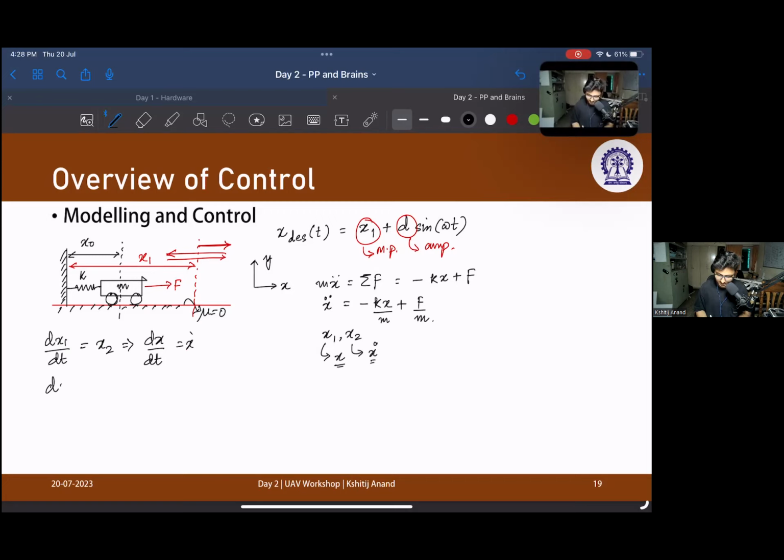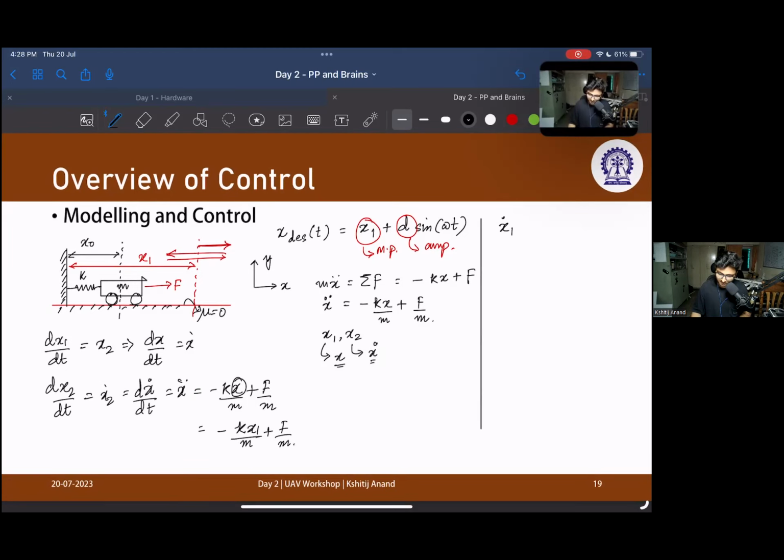And we can write dx2 by dt is nothing but x2 dot. X2 dot is nothing but dx dot by dt, which is x double dot. And x double dot is nothing but minus kx by m plus f by m. So this becomes minus kx, now what was x? X was x1, so by m plus f by m. So if you look closely, what has become is x1 dot is equal to x2, and x2 dot is equal to minus kx1 by m plus f by m.